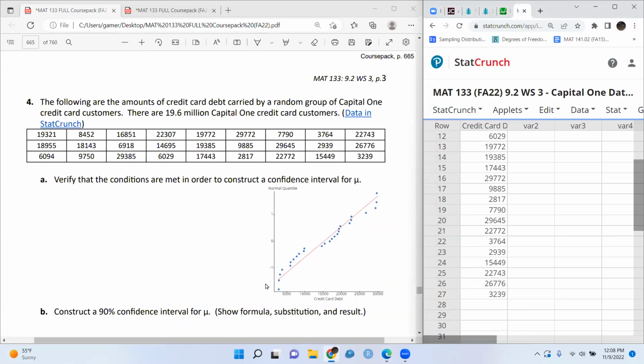So n is too small, but this tells us the normal probability plot applies approximately linear, thus the population is normal. Okay.